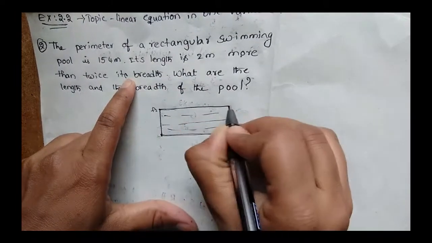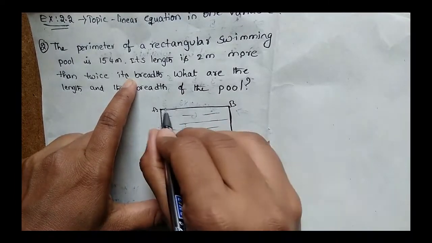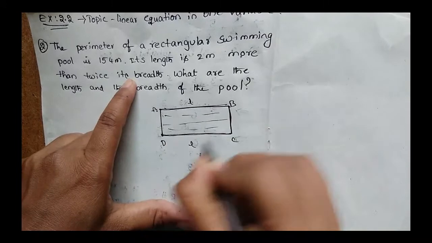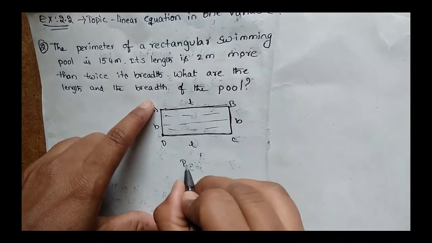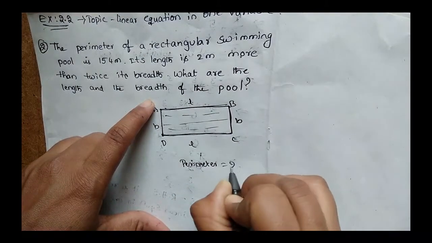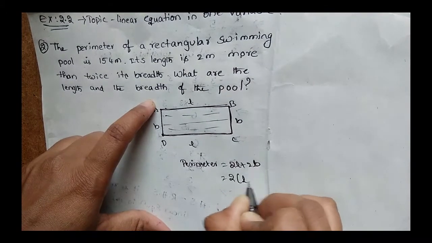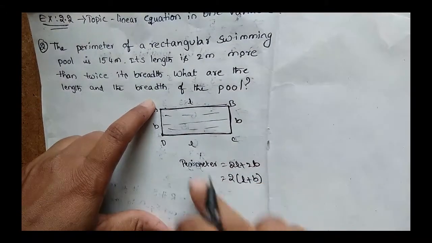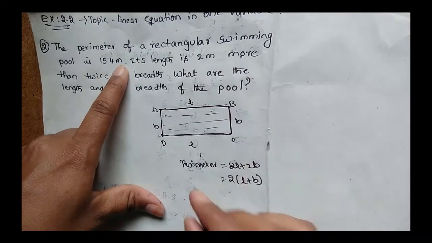So let us assume A, B, C, D is the swimming pool. All the sides: 2 lengths and 2 breadths. This is the length and this is the breadth. Perimeter is 2L plus 2B, or 2 into length plus breadth. This is the formula of perimeter. The given perimeter is 154 meters.